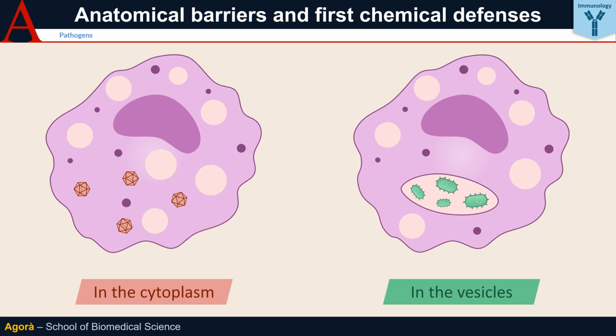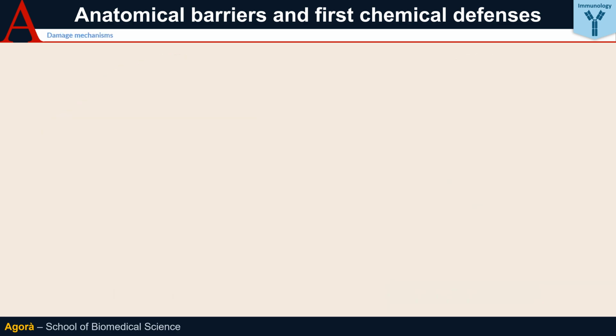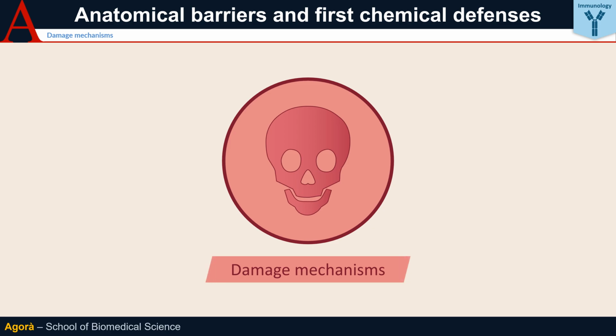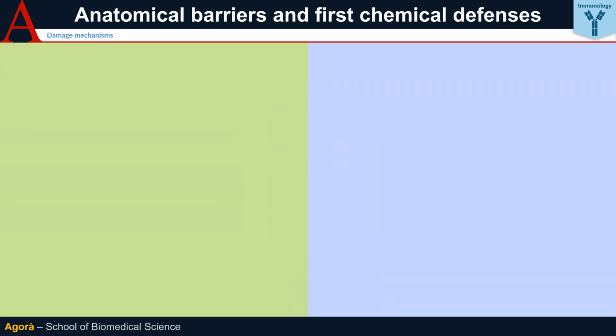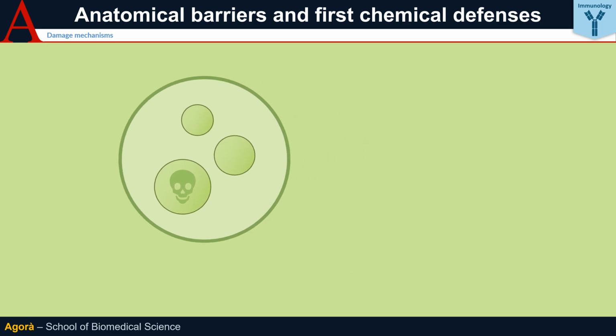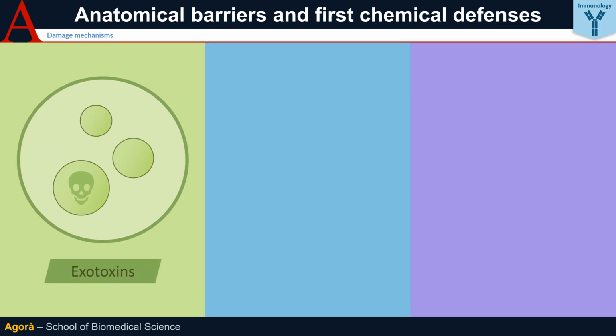Another critical distinction among pathogens, which underscores the need for different defense strategies, lies in the mechanisms of damage. There are both direct and indirect pathways. Direct mechanisms include the production of exotoxins, endotoxins, and direct cytopathic effects.